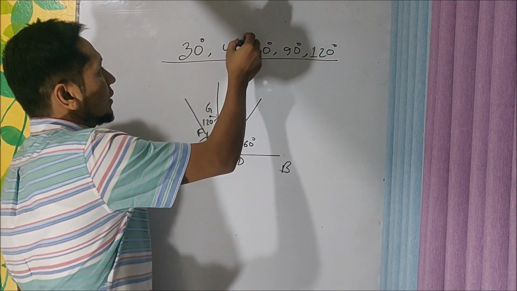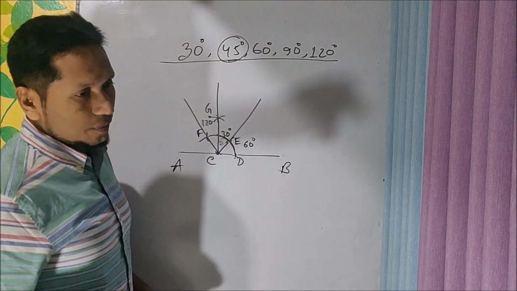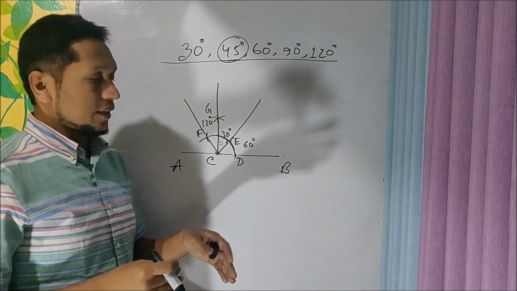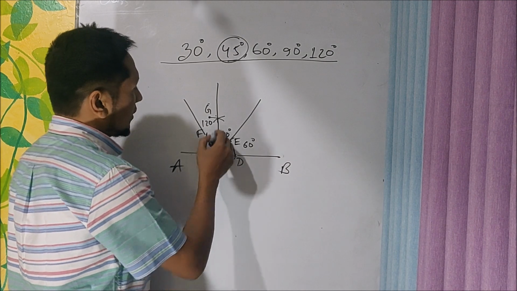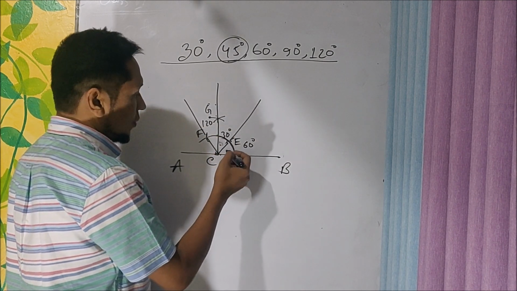Now how to get 45? You know, 45 is the bisector of a 90 degree angle. That is, if we bisect 90 degree, then we will get 45. This angle BCG is 90 degrees, so we will bisect it.